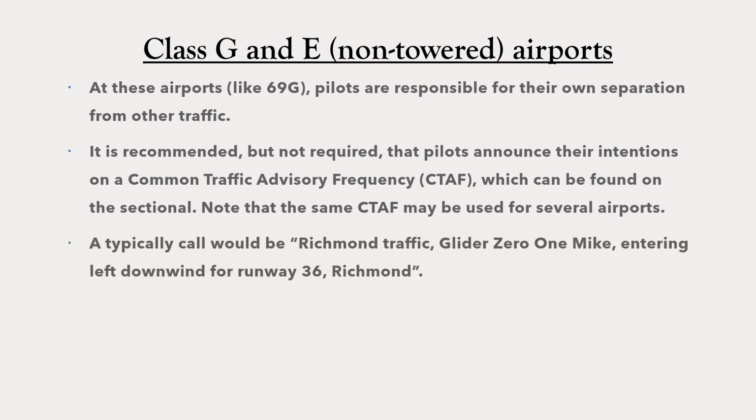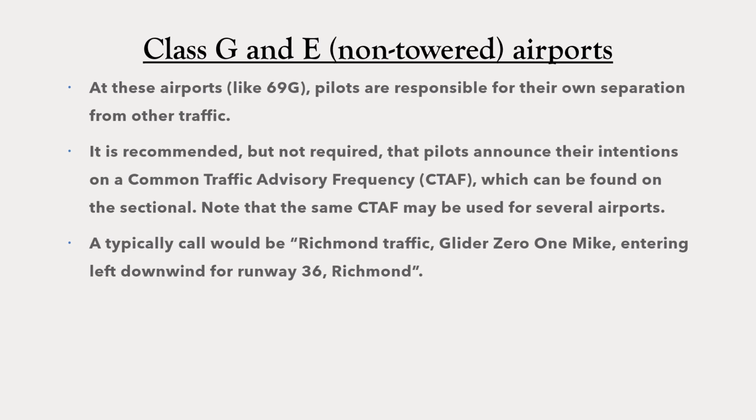So a typical call on the advisory frequency would be something like, "Richmond traffic, glider 01 Mike, entering left downwind for 36, Richmond." So going through what each part of that means, you start out by saying Richmond traffic. You always start out by saying who you're talking to. You're talking to traffic that's using Richmond Field. Then you say who you are, and usually you start with what type of aircraft you are, because that helps other people know what to look for when they're looking out the window.